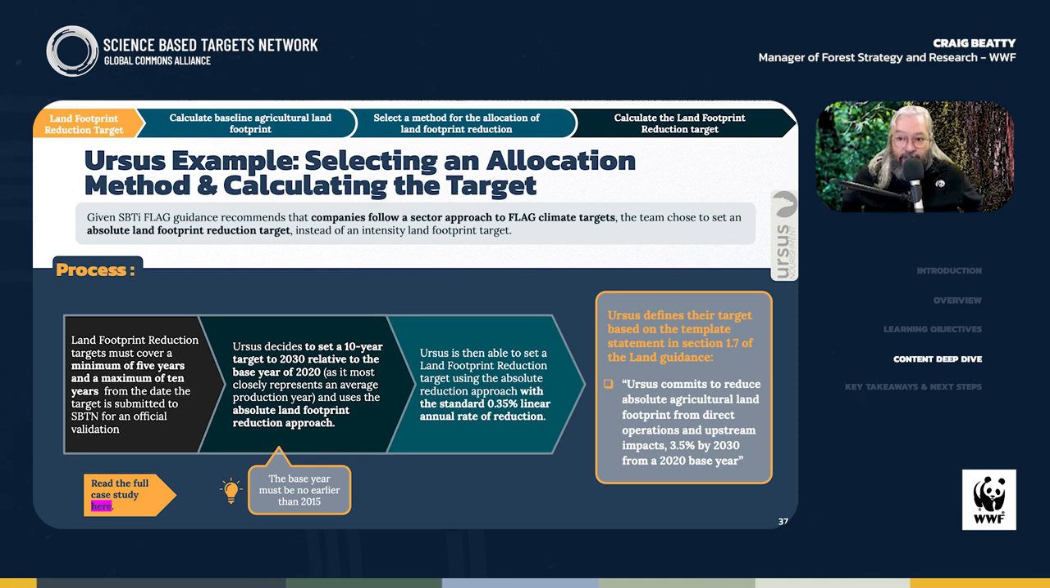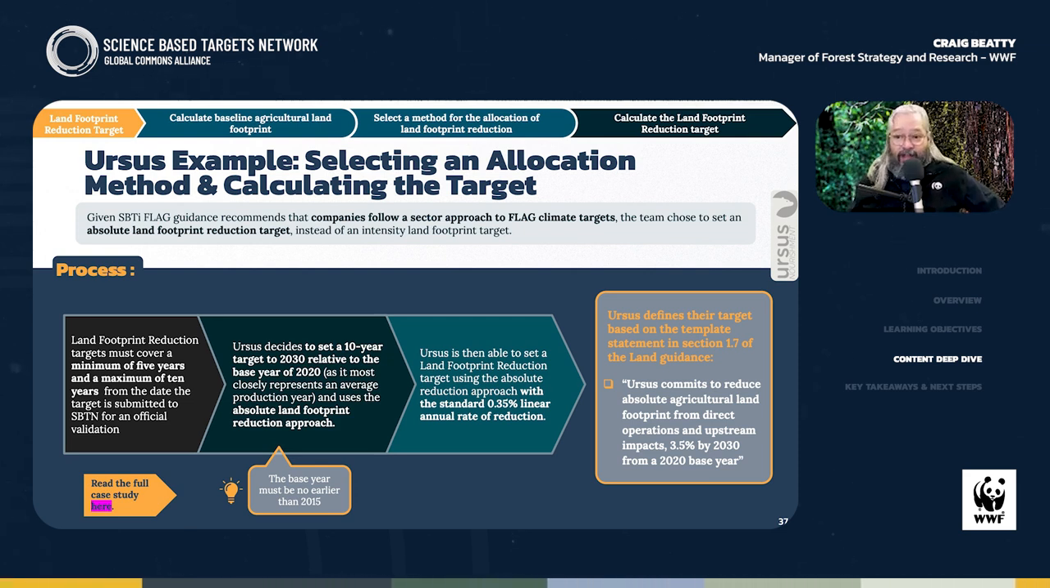So now let's look at how URSUS calculates the target. URSUS knows that the land footprint reduction target must cover a minimum of 5 years and a maximum of 10 years from the date the target is submitted to SBTN for an official validation. URSUS decides to set a 10-year target to 2030 relative to the base year of 2020 and decides to use the absolute land footprint reduction approach to set the target. They chose the base year 2020 as it most closely represented an average production year for them.